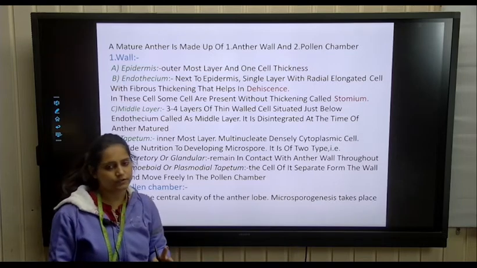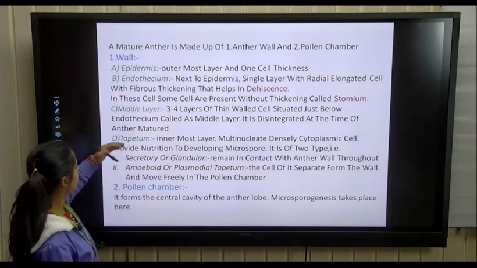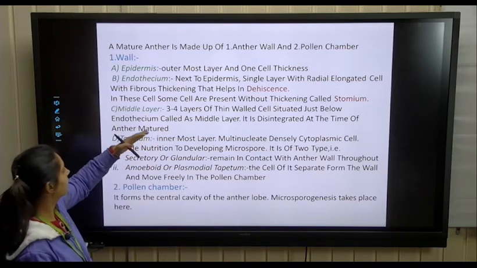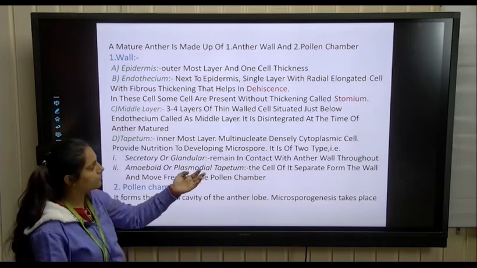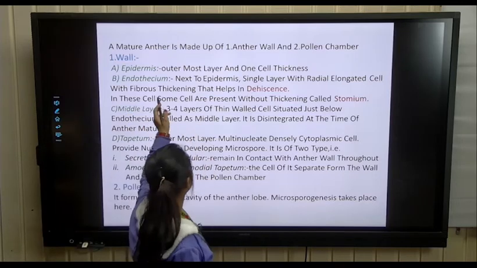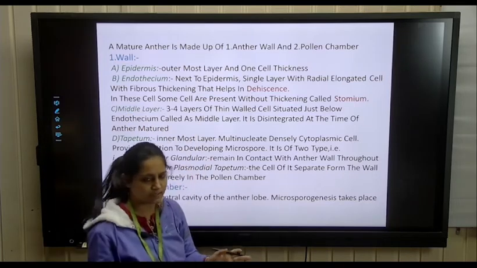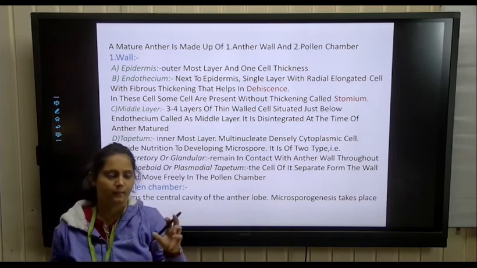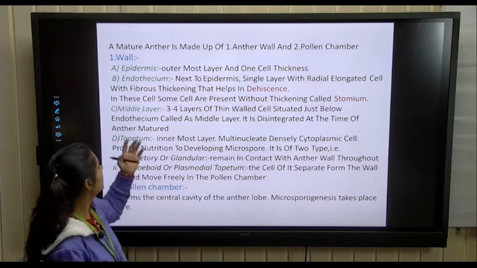2 structures are there. The wall is divided into 4 layers. First is the epidermis, that is the outermost and thickest layer. Endothecium is next to the epidermis, and this is a single layer which helps in the dehiscence. When the anther pollen sac bursts, then the pollen grains are dehisced with the help of this layer.